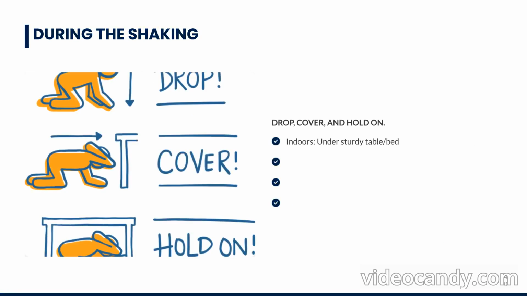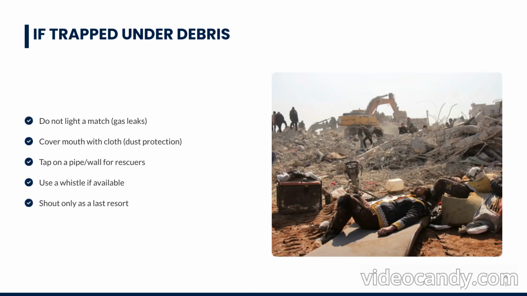Indoors, get under a sturdy table or bed. Outdoors, move to open ground and avoid power lines. If driving, stop safely and remain in the car. Never use elevators. If you are trapped under debris, do not light a match due to possible gas leaks. Cover your mouth with a cloth to protect against dust. Tap on a pipe or wall to signal rescuers. Use a whistle if available, and only shout as a last resort to conserve energy.